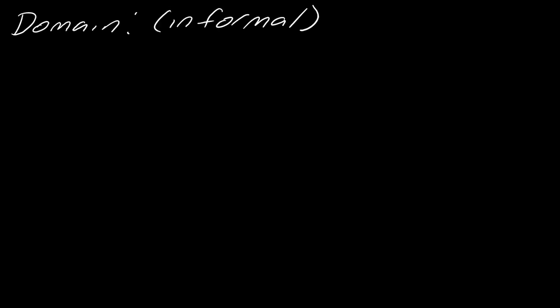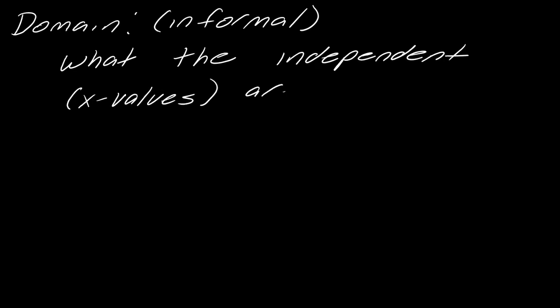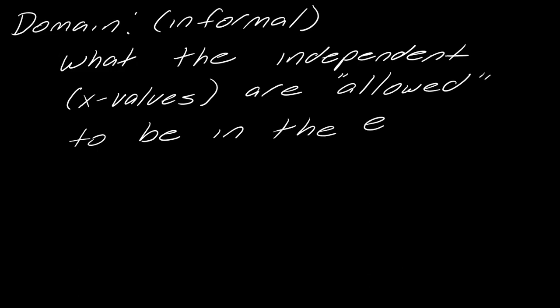I think some math people might get kind of mad at me for this definition, but I'm going to go ahead and state it anyways. So you can think of the domain as what the independent values or x values are allowed to be. So we can think about this as what the independent or x values are allowed to be in the expression.